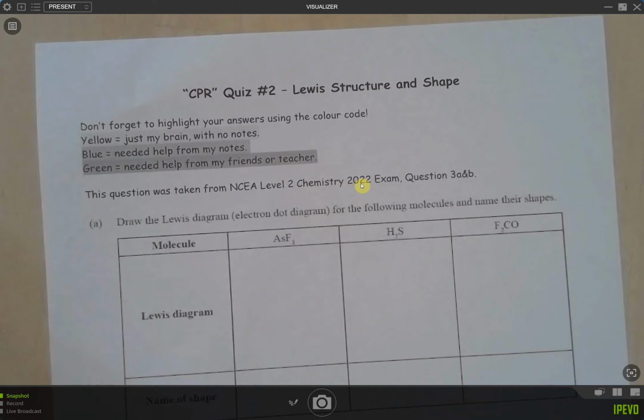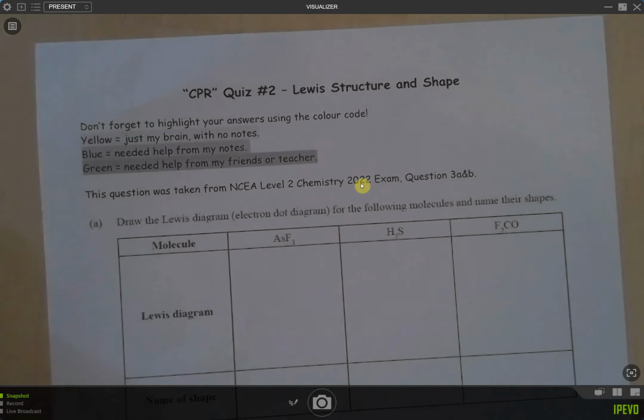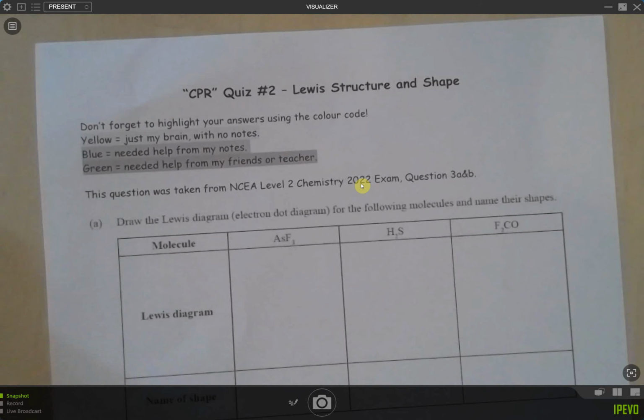This isn't a full NCEA question. Lewis structure and shape tends to be a segment of a question, and they might shift it and add it to other things. Usually you see it with Lewis structure, shape, and polarity, but things might move around a little bit. But anyway, I still wanted to show you this question.